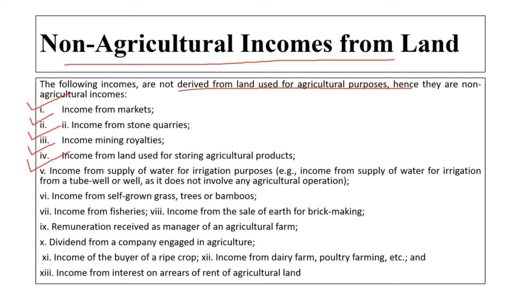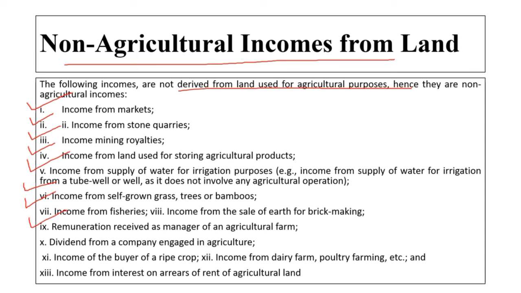Then income from self-grown grass, trees or bamboos is not considered as agriculture income. Then income from fisheries. Whatever income we get from fisheries is not considered as agriculture income. Income from the sale of earth for brick making will not be considered as agriculture income. It is non-agriculture income.